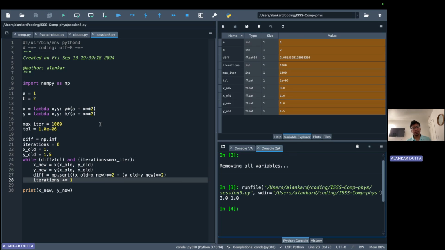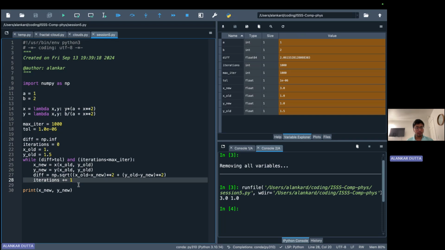and let's run this code. And we see that it's still at 3 and 1, which is not ideal because the number of iterations is 1,000. As you can see in here, we have already reached 1,000 iterations. So this means that the solution is not converging, right? So this is exactly what the question says, that the solution does not converge.